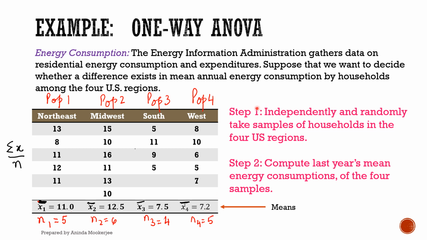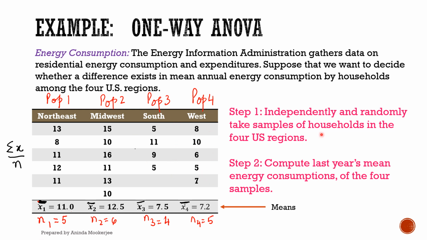Step 1 is to make sure our assumptions are met. Let's look at what it says here. Step 1: independently and randomly take samples of households in the 4 US regions. These are all independent: Northeast households have nothing to do with the Midwest households, or the households in the South, or the households in the West.